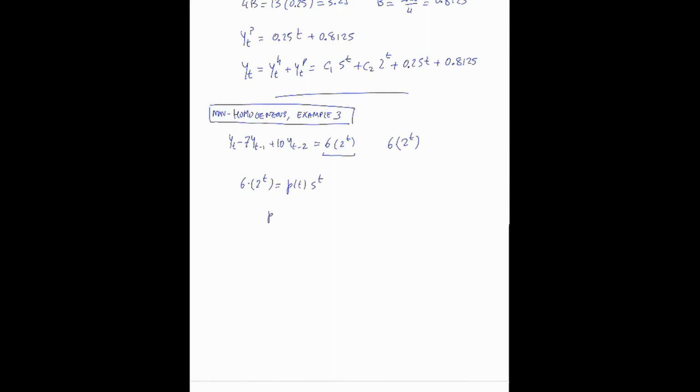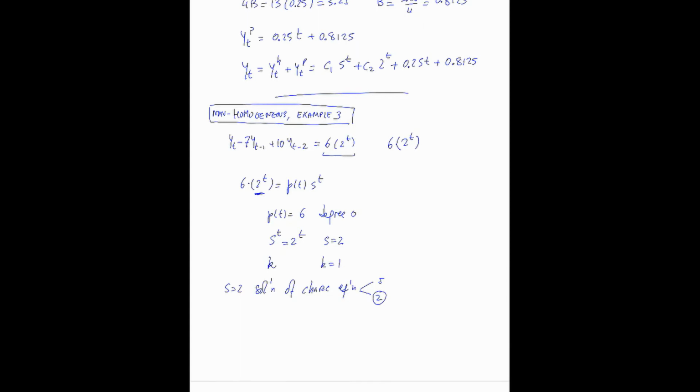Okay, the polynomial again is 6, which is a polynomial of degree 0. And s to the t here is 2 to the t. Therefore, s is equal to 2. And now k is the number of times s equals 2 is a solution of the characteristic equation. Now, the characteristic equation from before has solutions 5 and 2. So the 2 was a solution once. S equals 2 appears once in the characteristic equation, hence k is equal to 1.